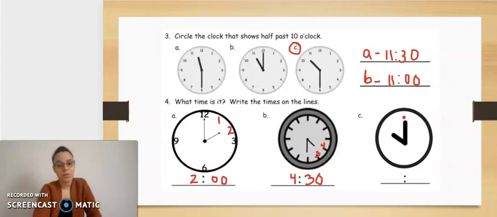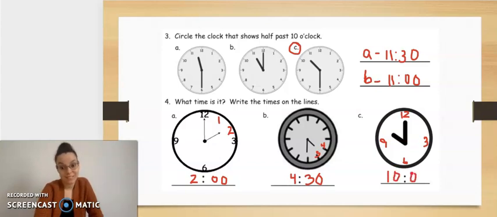Well, I know 12 is always at the top. I know 3 is always at the side. 6 is always at the bottom. 9 is always right here. So that must mean that this number is 10.